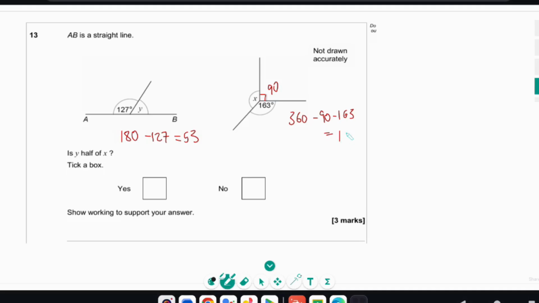107. So is y half of x? Well, half of 107. So in your calculator, just do 107 divided by 2. It's 53.5. So no, I have enough work in there to support my answer.